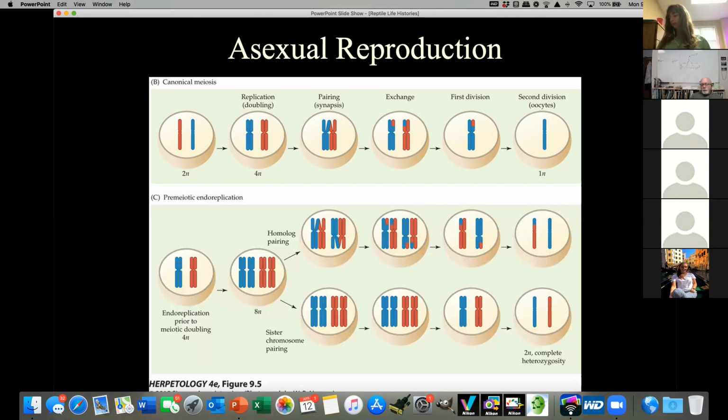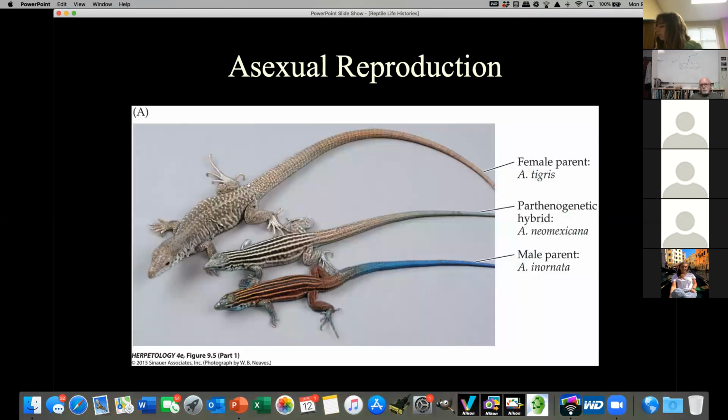If I recall correctly, and I have to go back and check myself on this, in most Tiid lizards, you end up with this type, the sister chromosome pairing. And so you end up with actually clones of the parents, of the parent species, in this case, the parent female. So this obviously only occurs in species where all of the individuals in the species are female.